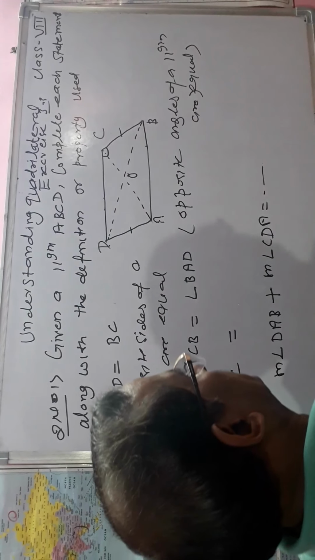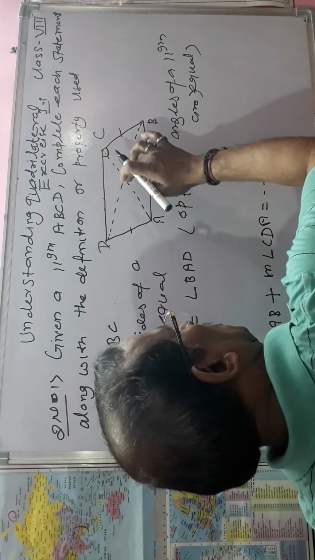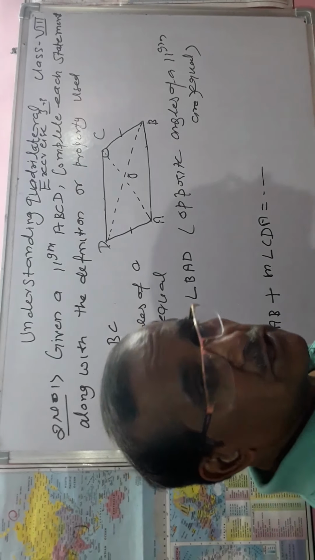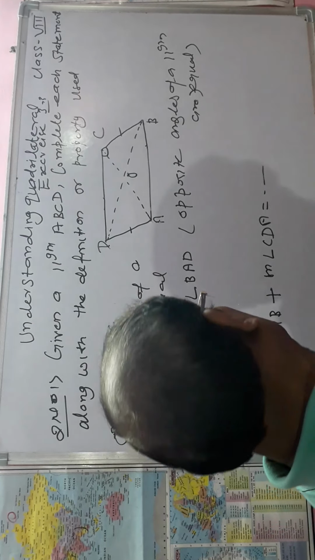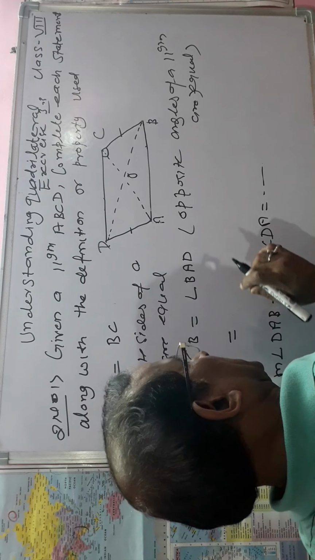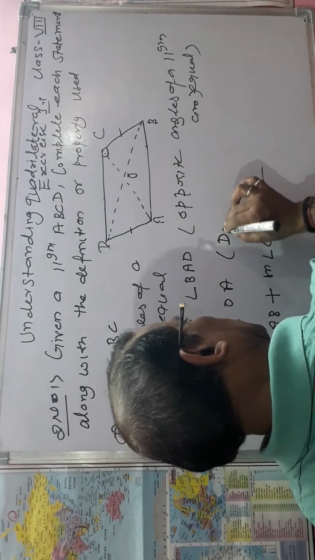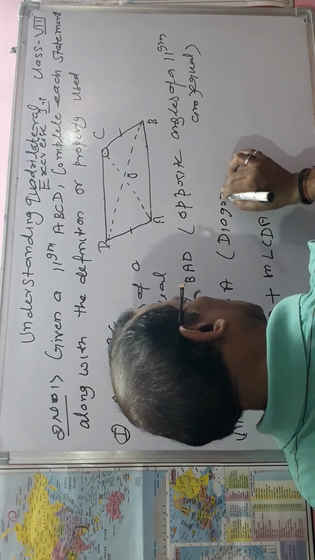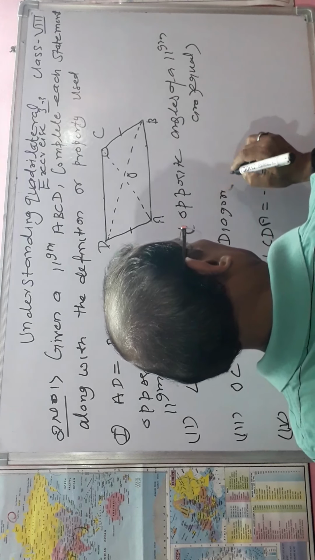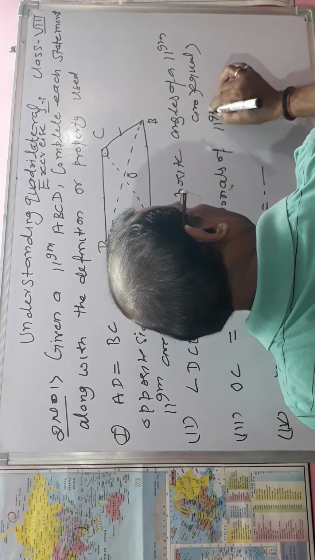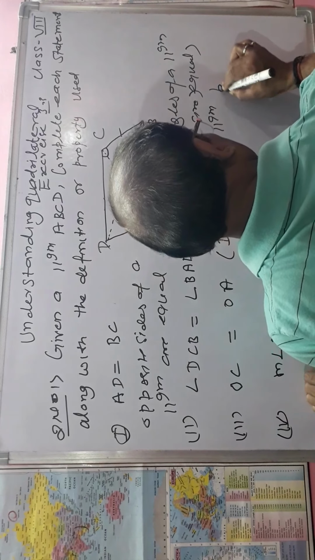Now third, OC is equal to OA because diagonals of a parallelogram bisect each other. OC is equal to OA, diagonals of a parallelogram bisect each other.